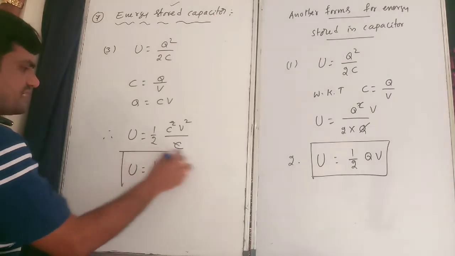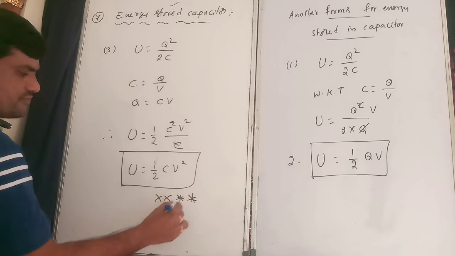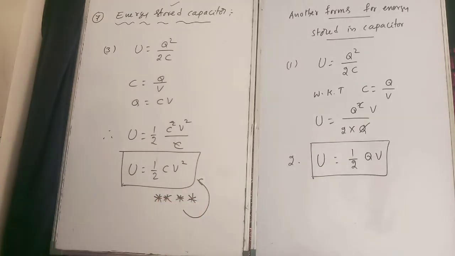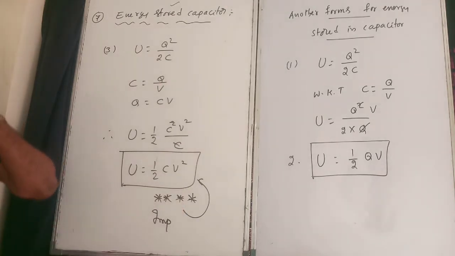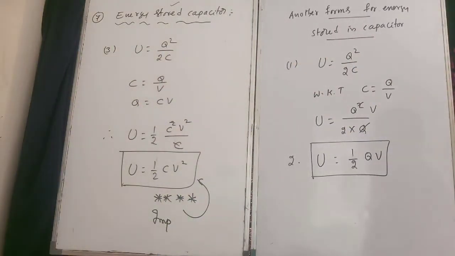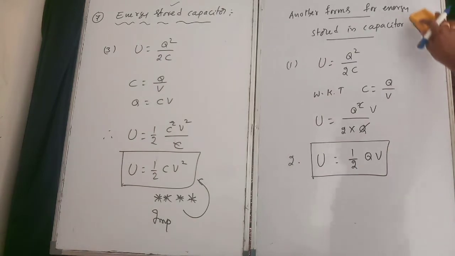This is the most very important one. Almost in all the problems, for some relation purpose, we can use this formula. Very important. Very important formula, this one. U is equal to 1 by 2 CV square.